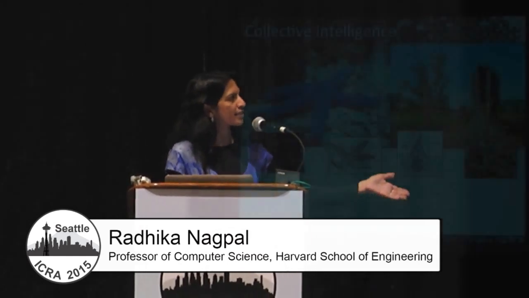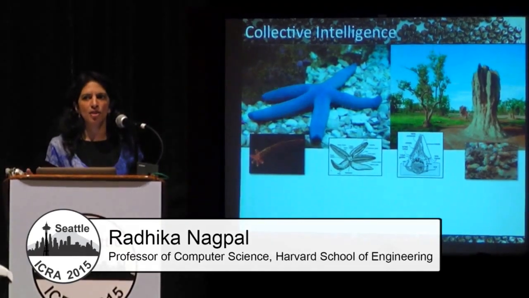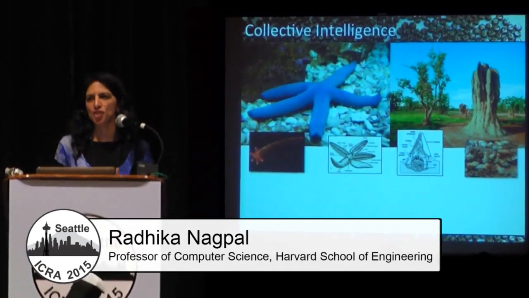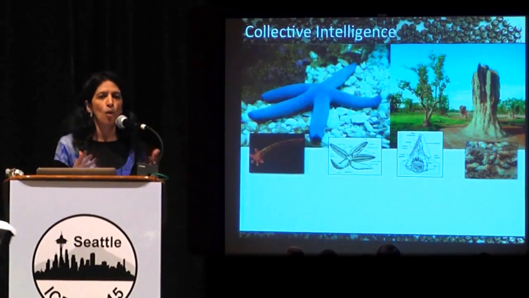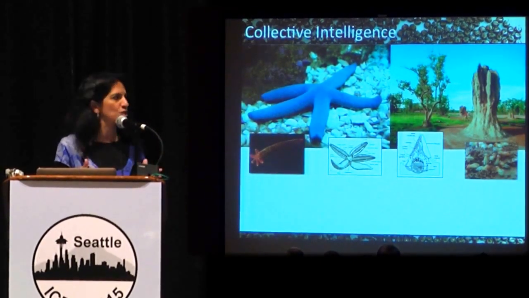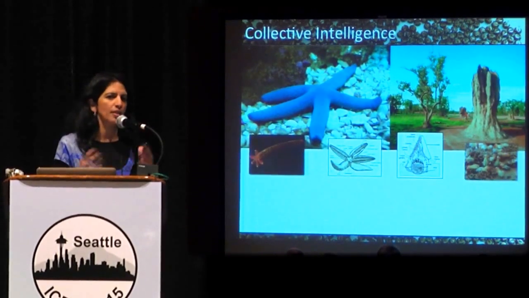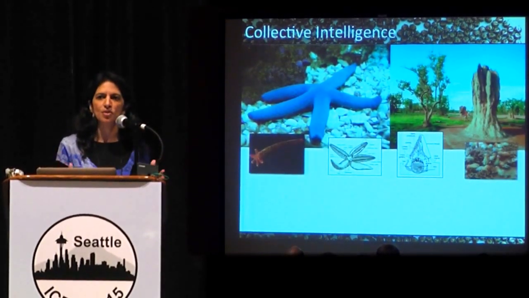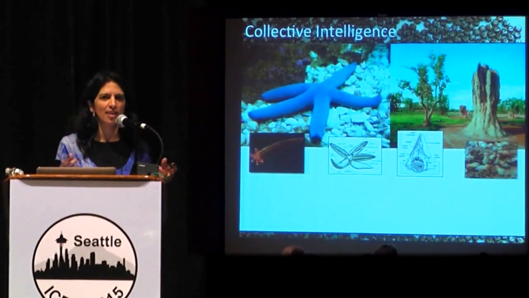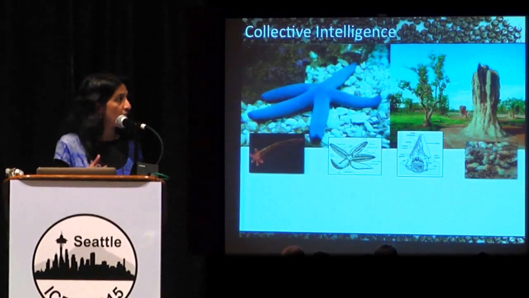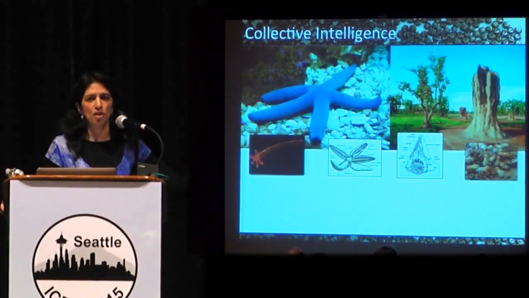If you look at the image on the left, it's an image of a starfish, but you could also think of a starfish as just a multicellular organism, right? It's a bunch of cells that are cooperating to create this immense structure that can function, that can locomote, that can eat, that can reproduce. And yet somehow it is the product of this really interesting individual that is tiny compared to the size of the starfish itself. And on the right-hand side is a termite mound.